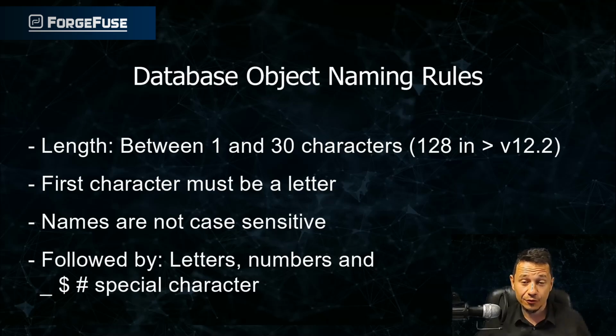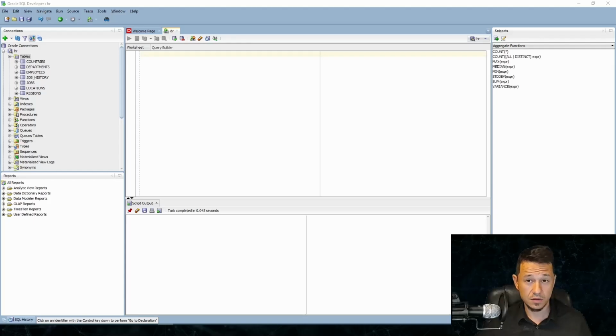Let's test this out in a couple of examples. So now I'm in my SQL developer. I'm connected to my HR schema, and I'm going to try to create a couple of objects of table type. The syntax for creating an object on Oracle database is following. It is create, followed by object type. Next is object name. And then the attributes are at the last. Right?